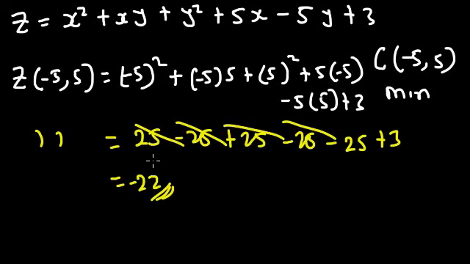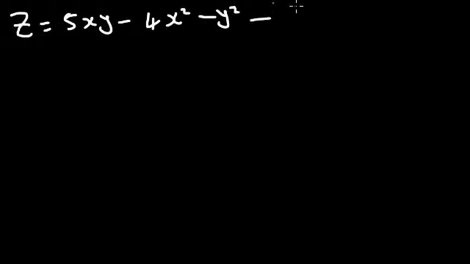So that's it, guys. You have the point, put it in the function, and you have the value. That's it. Now let's continue with our second example, number 2. So we are also required to determine the stationary value, but now with a different function, and the function is as follows. So we have z equals 5xy minus 4x squared minus y squared, then minus 2x minus y plus 5. So that is the problem.